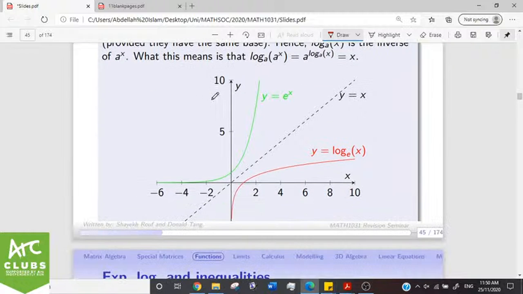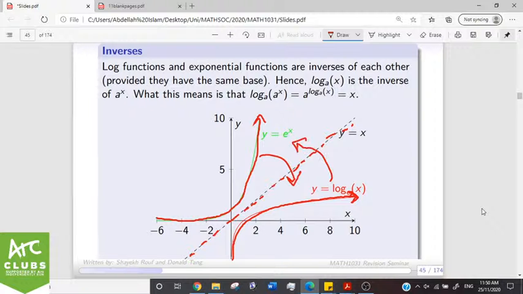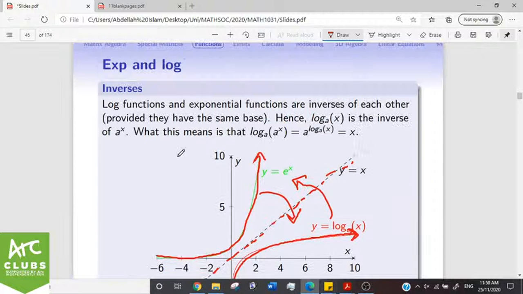So here's a nice little graph of the exponential function and the log function. Here's e to the x, the exponential. Here's log. As you can see, they're mirrored across the line y equals x. So if you mirror the exponential function across this line, you get the log function, and similarly vice versa. So we actually call these inverses of each other. That's what it means.